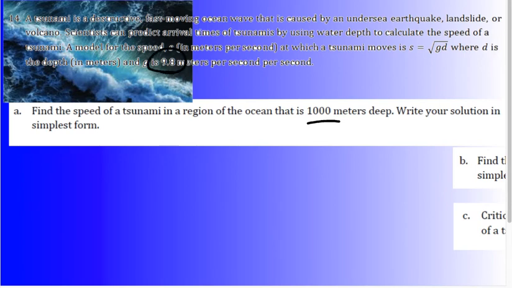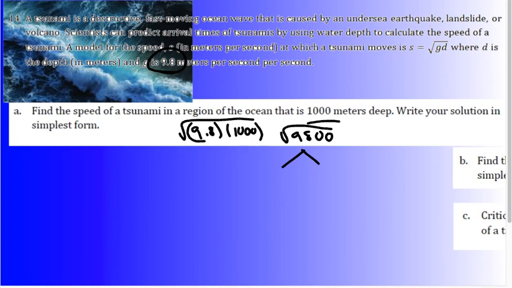So remember, G is 9.8 and D is the depth, and S is your speed. So you're looking for the square root of 9.8 times 1,000. So you're looking for the square root of 9,800. So I'm going to split this apart into 3 things.